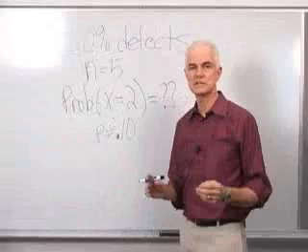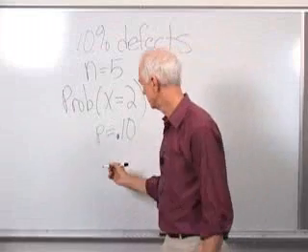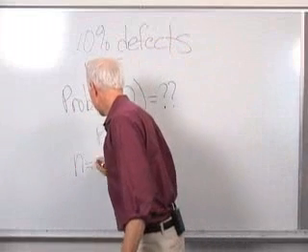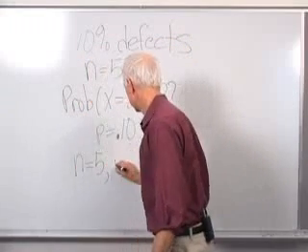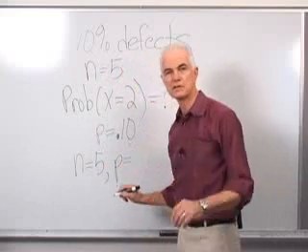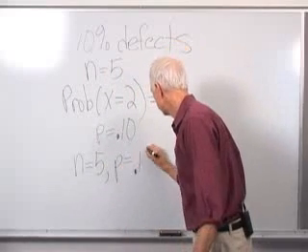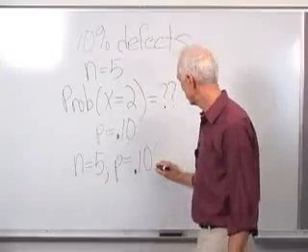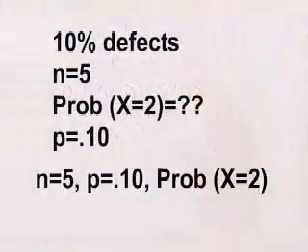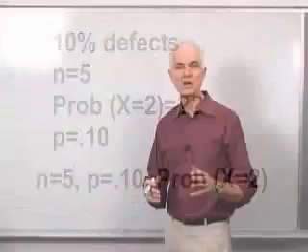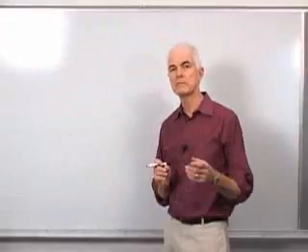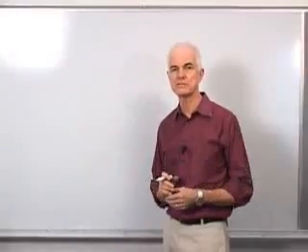So let's summarize the problem as we have it now. The sample size, or n, equals 5. The proportion of the population that possess this characteristic, being defects, is 0.10. And we are going to solve for the probability that x equals 2. Okay, in solving for this particular problem, remember that we are going to sample 5 parts.